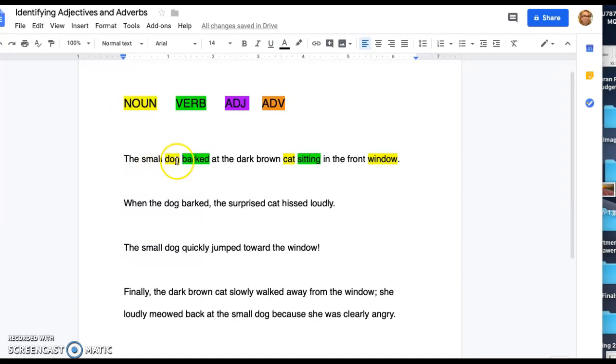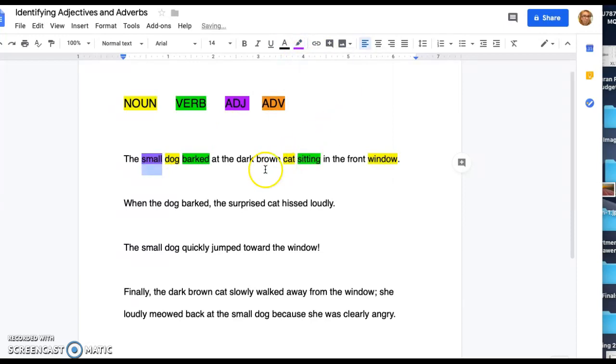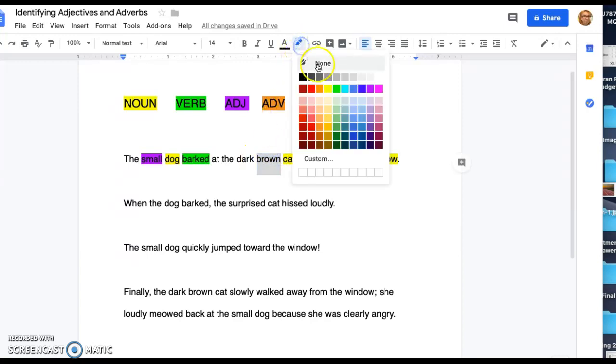So we know that dog is a noun. Small is describing dog. Therefore, small is an adjective. The small dog barked at the dark brown cat. We've got a lot going on there. Brown is describing cat. So again, I'm working backwards. I start with my noun. What's describing my noun? Brown. That is an adjective.